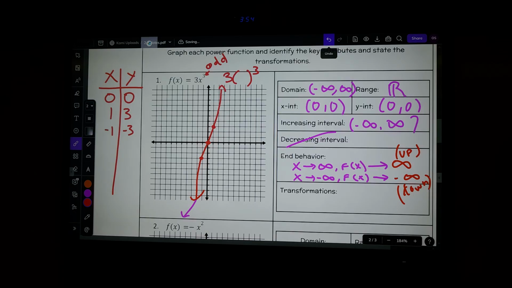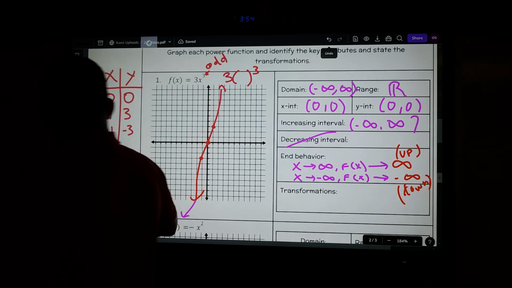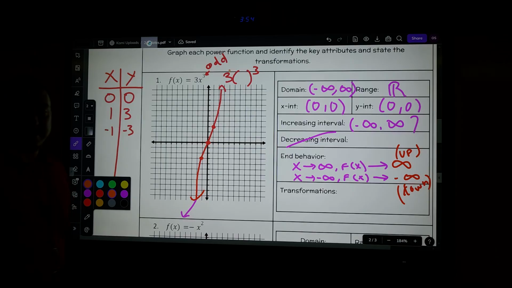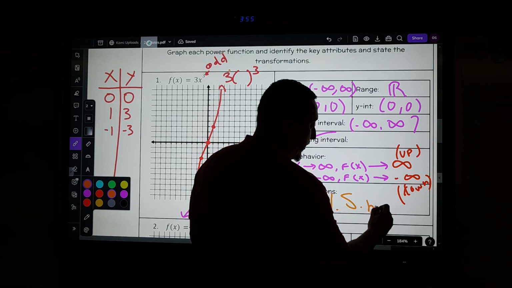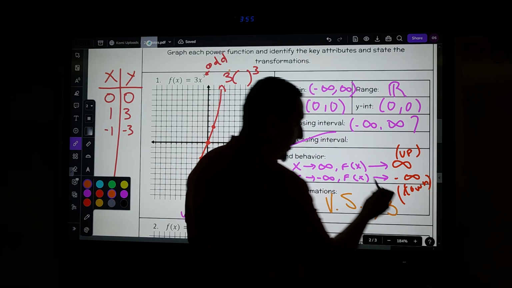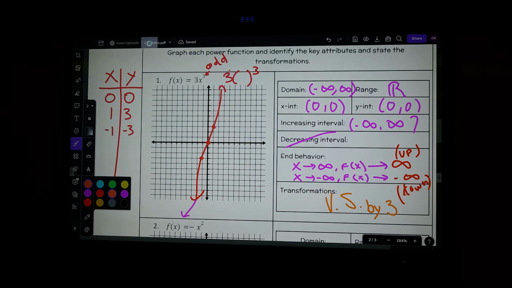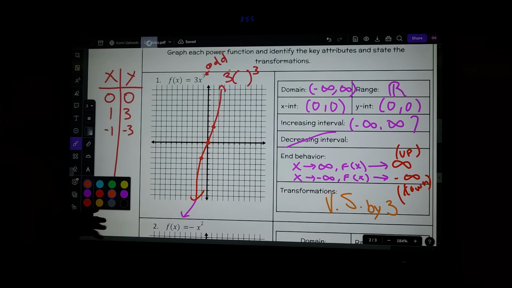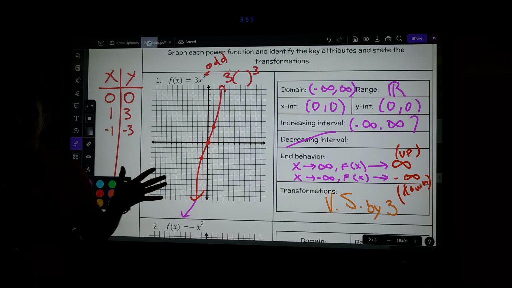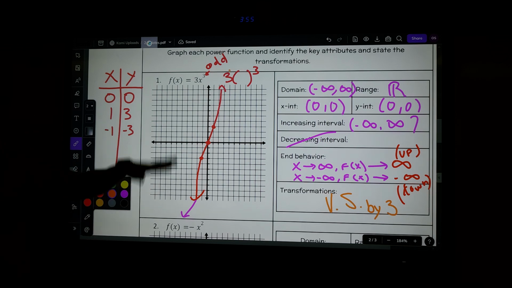Okay, and then transformations. The only transformation in this problem is the 3 in the front. What is that called? Yeah, what kind of stretch? Vertical. By? Factor of 3. Okay. Some of you guys did well. My other classes were hesitant to answer that question. Just a tip, whatever we learn in this class, don't throw it away, okay? Because it stays. We just build and build and build.